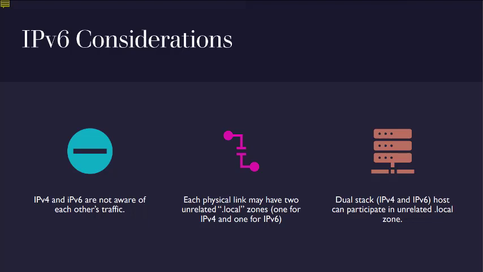And there can be a host that can participate in both of those zones. They're going to register names and perform lookups using both IPv4 and IPv6, and that enables it to reach and be reached by both IPv4-only and IPv6-only hosts.